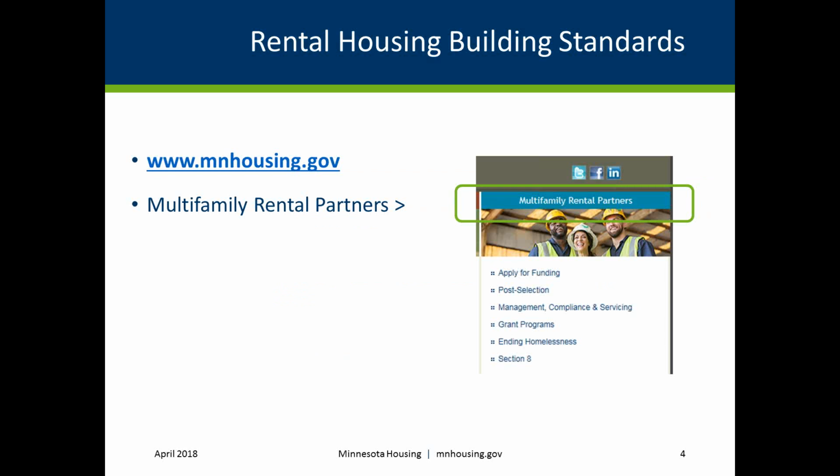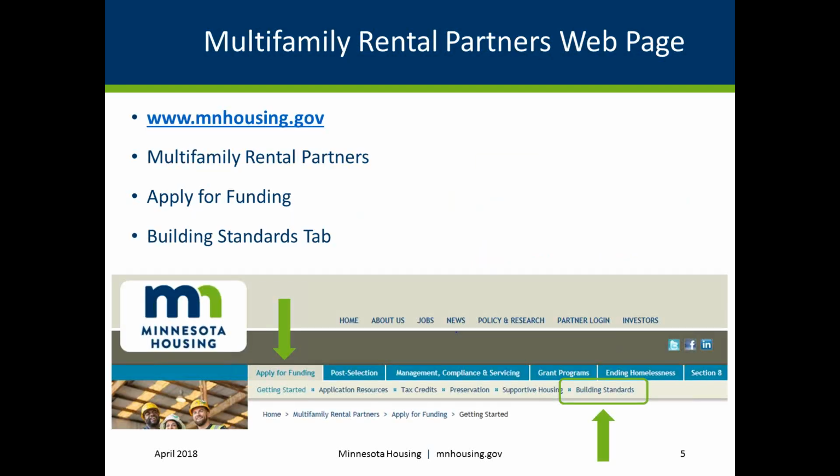Our rental housing building standards are located on our website. To navigate to our Building Standards page, go to www.mnhousing.gov. Click Multifamily Rental Partners, which can be found on the right side of your screen. Once here, click the Apply for Funding tab and then click Building Standards, which is toward the end and right of the Apply for Funding ribbon.